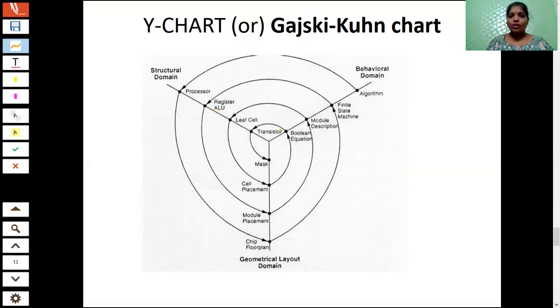So it goes in the anti-clockwise direction from the behavioral domain to the structural domain, then followed by the layout domain. Initially we start with the system specification. And what is the end? We are going to obtain the layout of the IC.